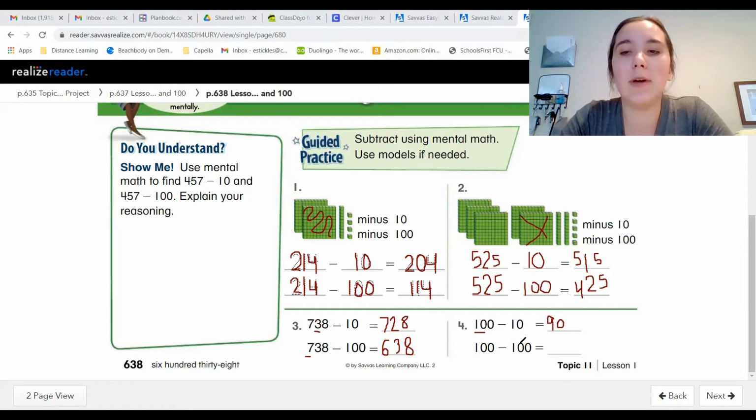And then down here we have 100 minus 100. Guess what? If I have 1 and I take away 1, I'm going to have nothing left, right? So if I have 100 and I take away 100, I'm going to have nothing left. So our answer is just going to be 0. Pretty easy. Even though we're working with big numbers and we're doing subtraction, it's pretty easy if we take our time and we look at those place values. Let's watch another quick video and then we'll do some more practice together.